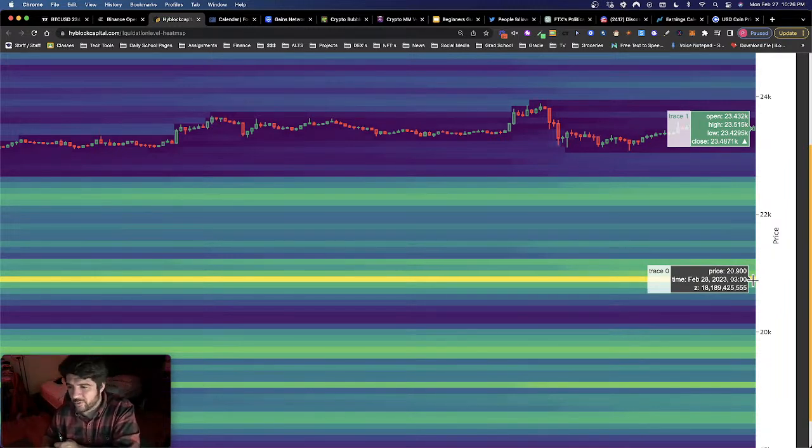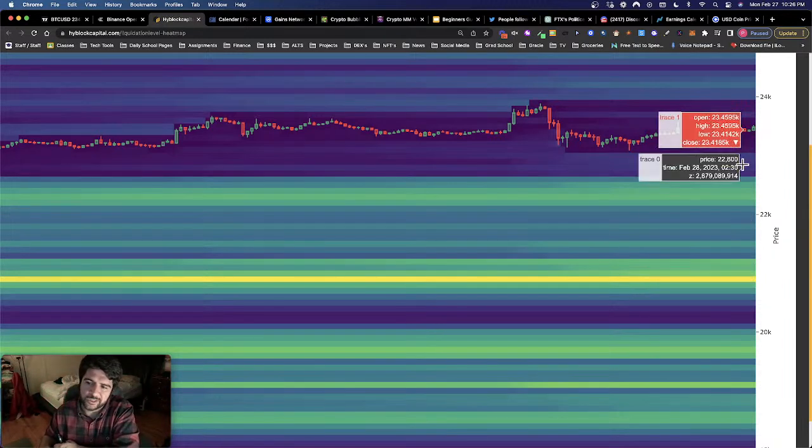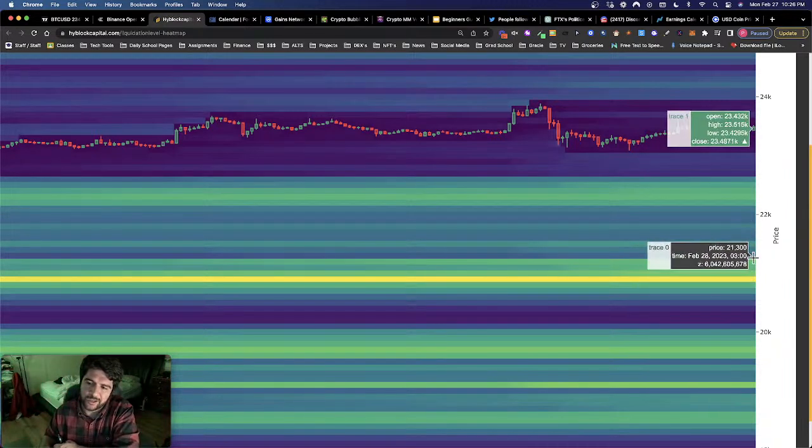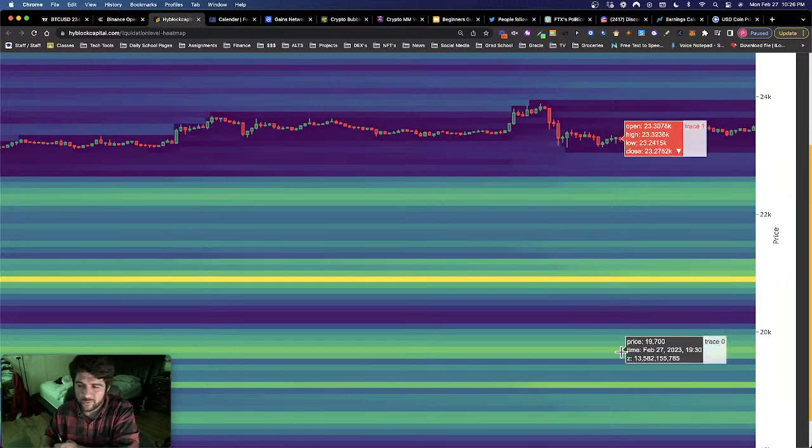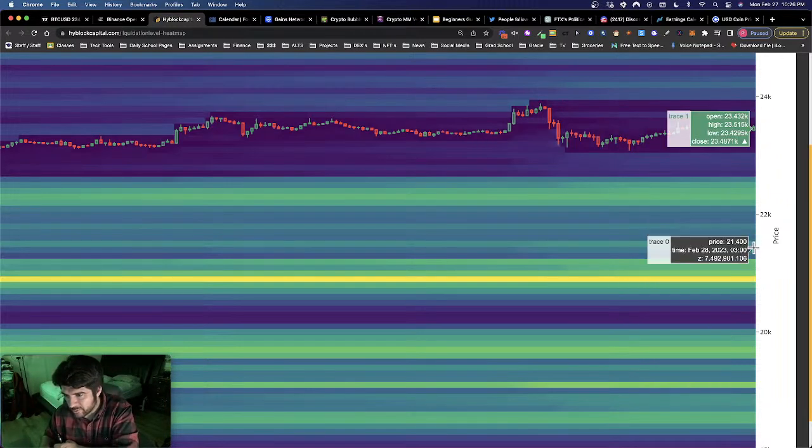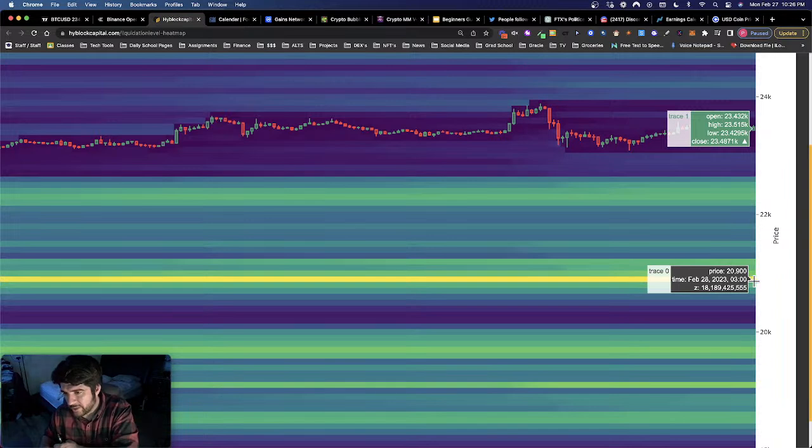Could you get a wick to 21? It's very likely, if price comes cascading down, this liquidity will come off real quick. People will be paying themselves, and price will just stabilize around that 21.8. If price comes to 21.8, you could see a wick down to 21.2. But, yo, that 20,900 zone and 20,500 is a big level.